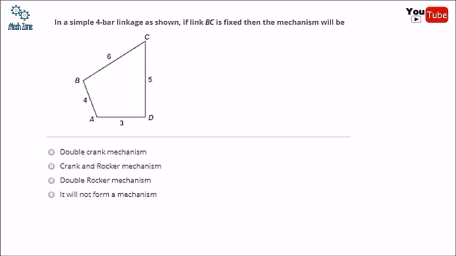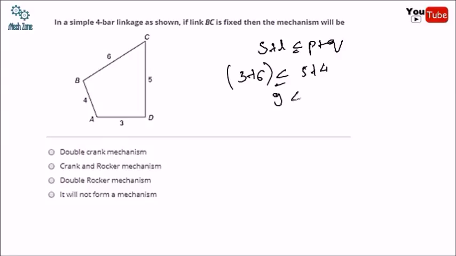We have been given a simple 4-bar linkage as shown. If the link BC is fixed, then the mechanism will be... So our first step is to check whether it will satisfy the rule of S plus L is less than or equals to P plus Q or not. Now S is the smallest side, which is 3, plus the largest side, which is 6. This should be less than or equals to the sum of the remaining two sides, that is 5 plus 4. So 9 is less than or equals to 9. So this is satisfied. Now once this rule is satisfied, option number 4 will be eliminated.